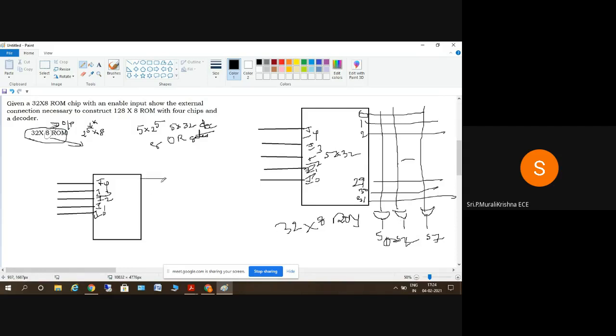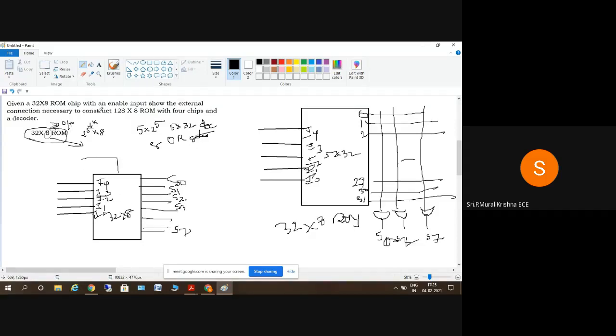So inputs and outputs are essential here, and this is a single 32 into 8 ROM. I'll be having 8 outputs here, that is S0 to S7: S0, S1, S2, S3 up to S7. This is a single 32 into 8 ROM.